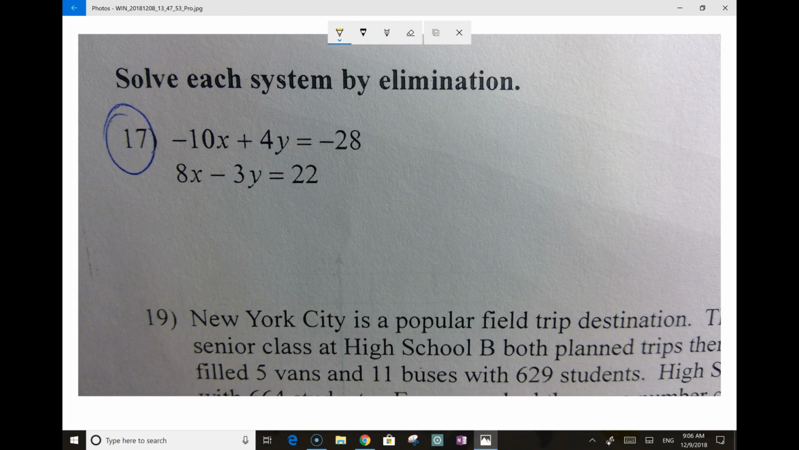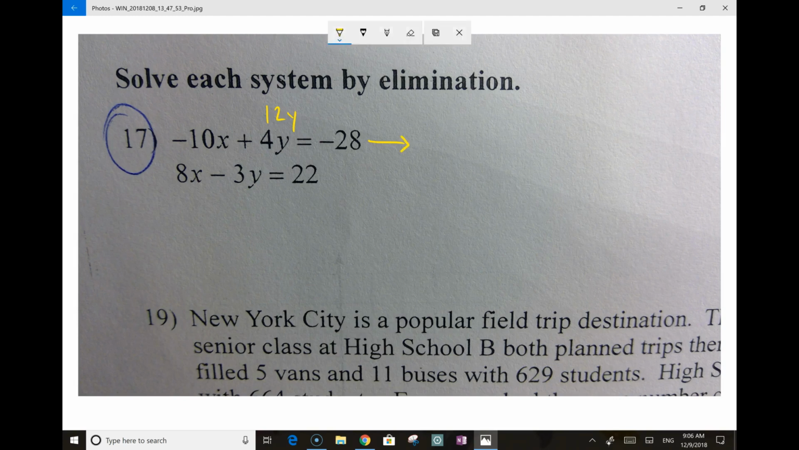So if I want to make this into a 12y, and I want to make this into negative 12y so that they could cancel, what I need to do is ask myself, all right, what would it take for this to become a 12y? Well, I'd have to multiply the 4y by 3. So let's go ahead and do that.